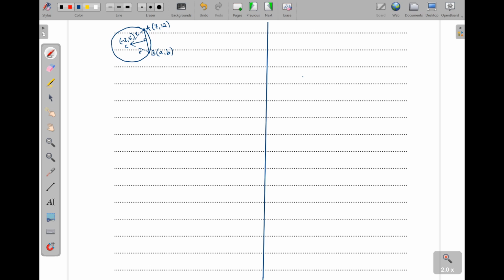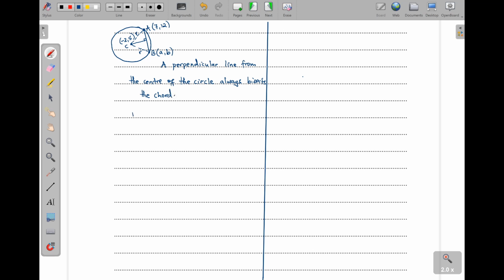Now, a perpendicular line from the center of the circle always bisects the chord. Which is one important circle property you need to know.